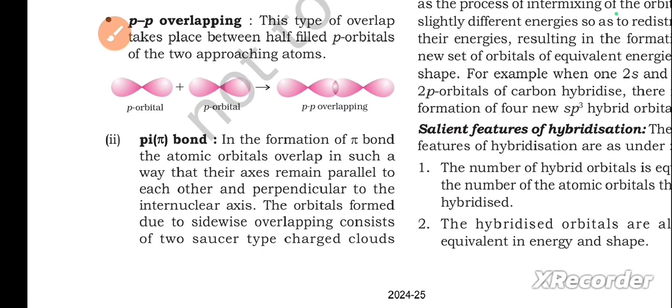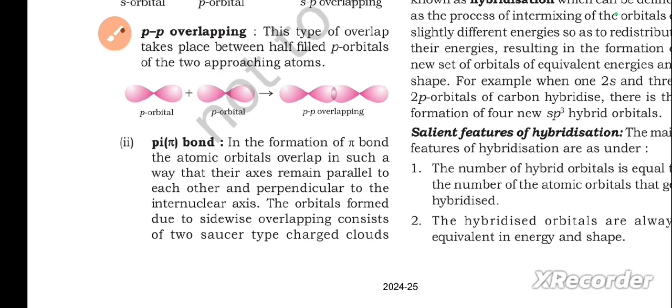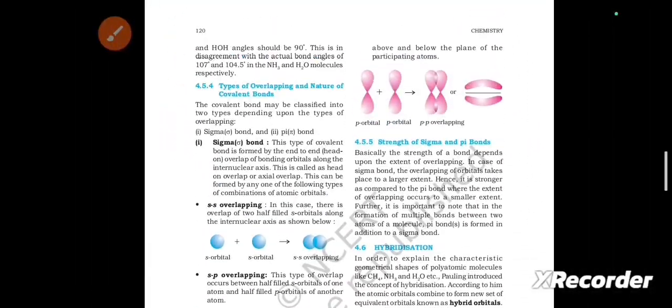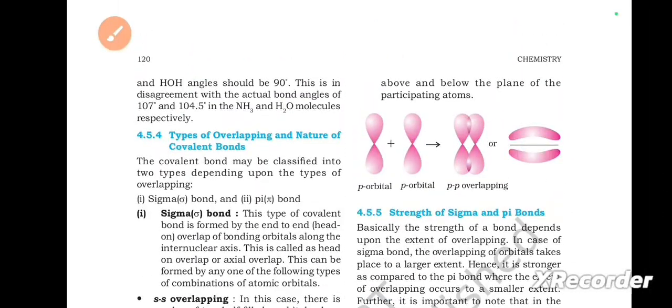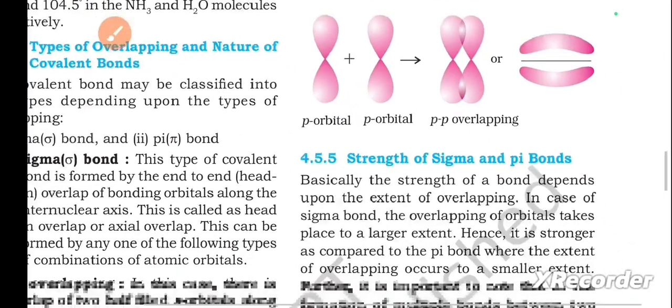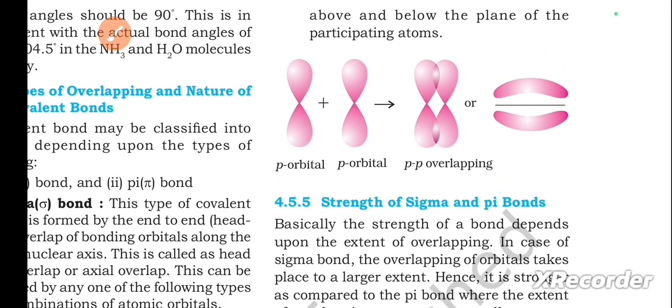Next is pi bond. In the formation of pi bond, the atomic orbitals overlap in such a way that their axes remain parallel to each other and perpendicular to the internuclear axis. The orbitals formed due to sidewise overlapping consist of two saucer-type charged clouds above and below the plane of the participating atoms. Next is strength of sigma and pi bonds.